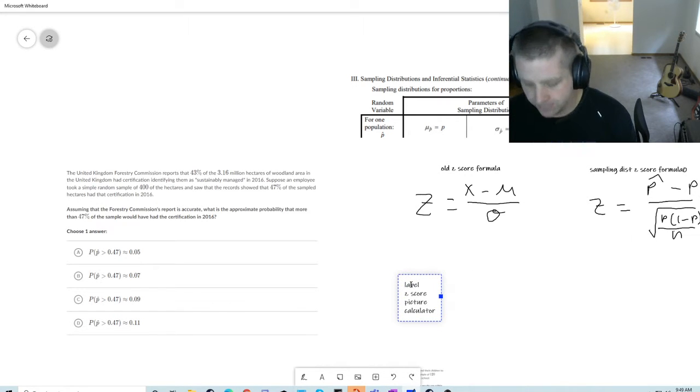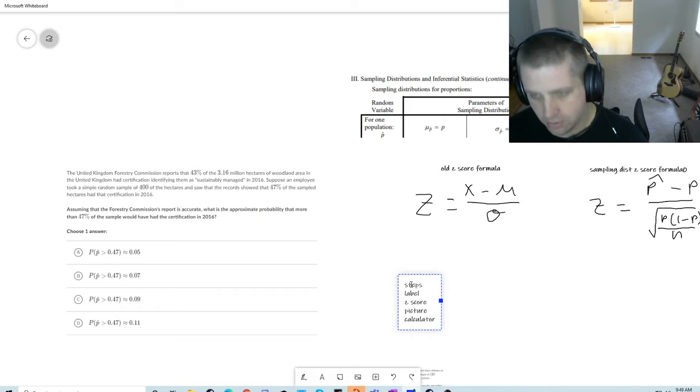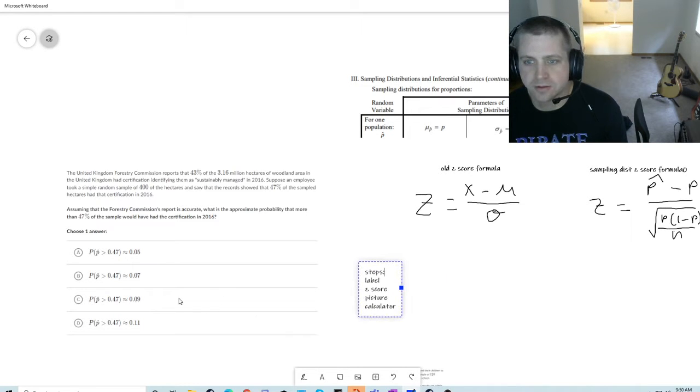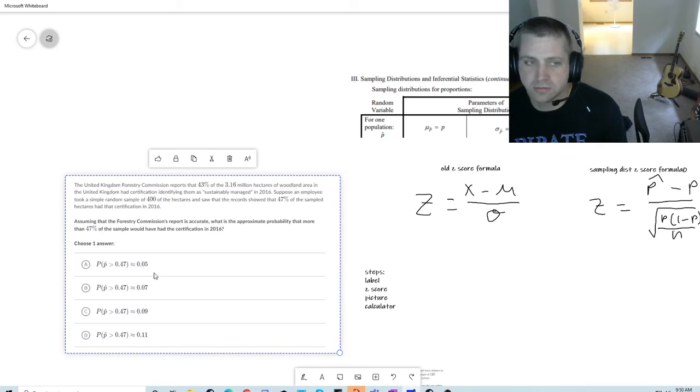First, you're gonna label. Well, on the AP test, I would actually make sure it's normal first with my 10 yes, 10 no rule. But first, you're gonna label. Then you're gonna find a z-score. Then you're gonna draw a little picture, and you're gonna use some kind of calculator to find your answer. So let's do this. This will probably take a second, so bear with me.